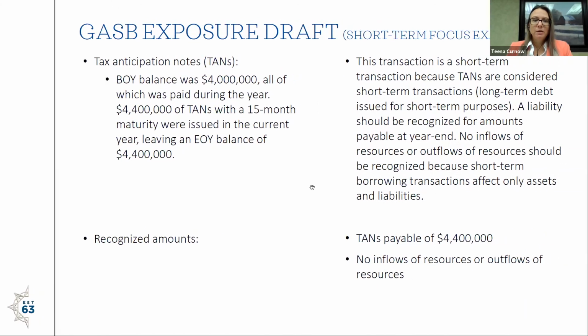Another example, tax anticipation notes. Your beginning of year balance was $4 million, all of which was paid during the year. $4,400,000 of tax anticipation notes with a 15-month maturity were issued in the current year, leaving an end of year balance of $4,400,000. This is a short-term transaction because tax anticipation notes are considered short-term transactions, that exception of long-term debt issued for short-term purposes.